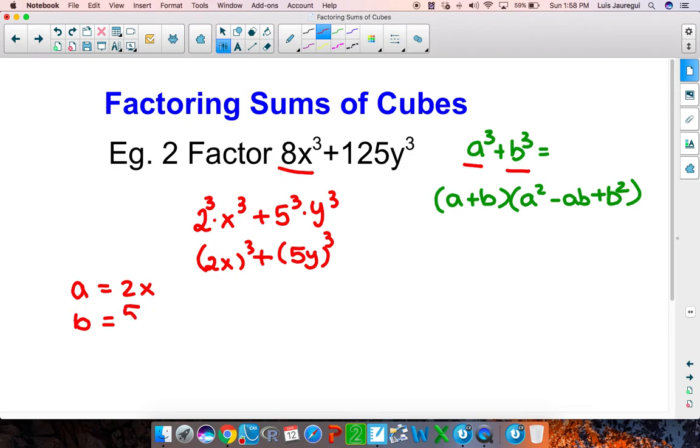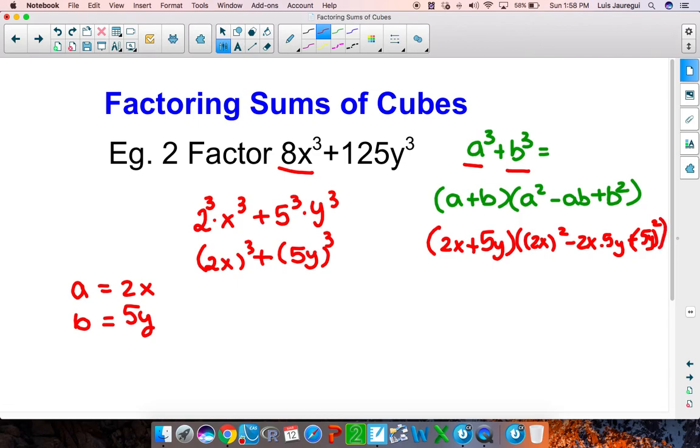So what we're going to do, we're going to go back to this pattern here, and we're going to substitute those values. So instead of a, I have 2x plus, instead of b, I have 5y, and this is times 2x, I'm going to do another parenthesis here, squared, minus 2x times 5y plus 5y, and I'm going to use another parenthesis here, squared.